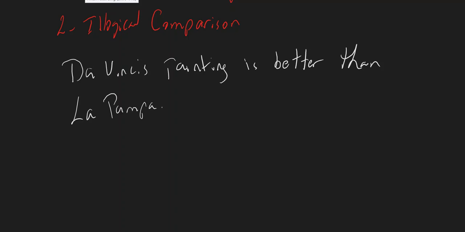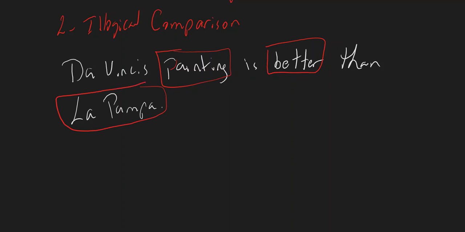So here I'm using the comparative adjective, which is better. And I'm comparing the painting, which is a thing, to a painter. And that's what creates an illogical comparison. We cannot compare a painting with a painter. They need to be in the same category. Therefore, we have to modify the sentence by adding La Pampa's painting. By this, I solve the illogical comparison error by comparing a painting with a painting.